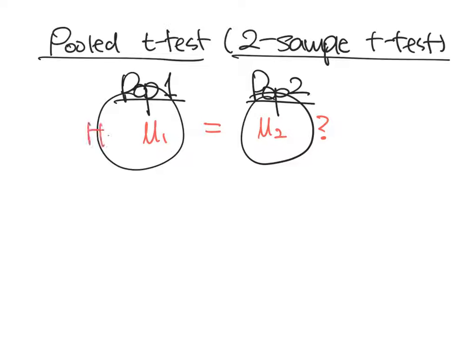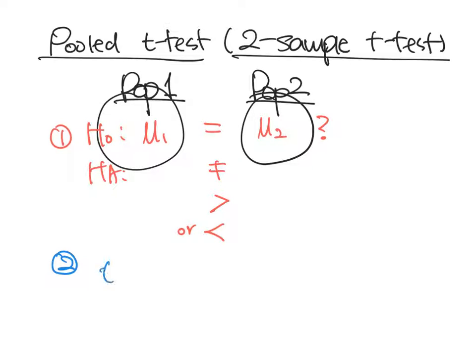So step number 1 is the null hypothesis. Simply compare the two unknown population means. Definitely the alternative: we have a not equal to, two-tailed. It's greater than, less than, it's the same thing. And now we need a test statistic, second step, which will be the t-score.